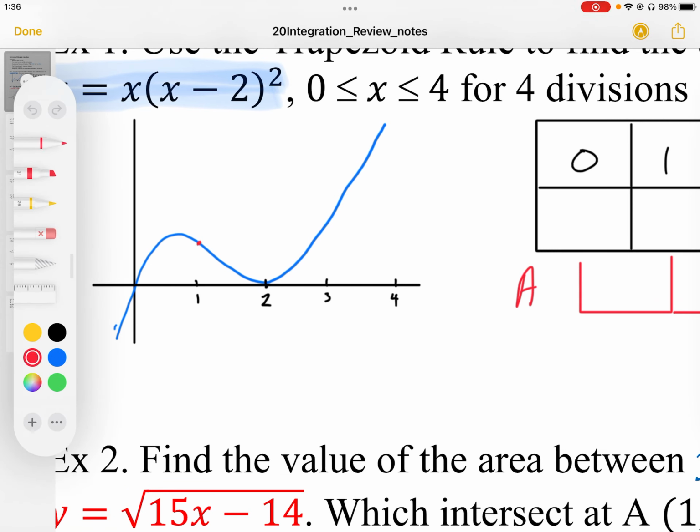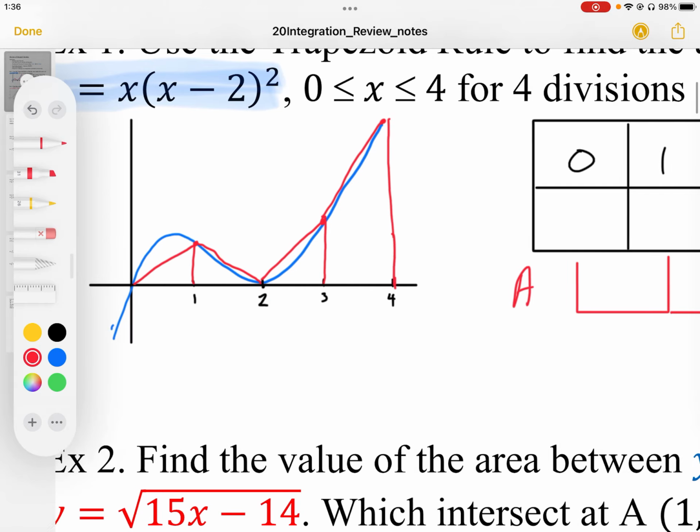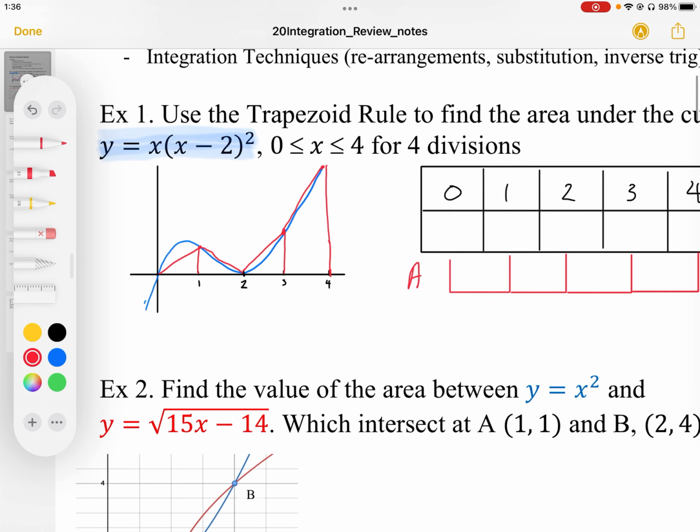So at x equals 1, I've got this trapezoid. At x equals 2, at x equals 3, somewhere up here, I've got this trapezoid. And at x equals 4, we've got another trapezoid, something like this. Okay, so I'm going to work out the y values first to fill up my table.